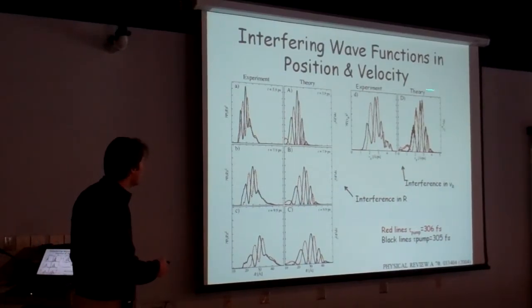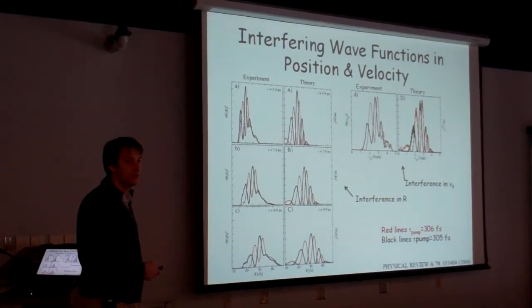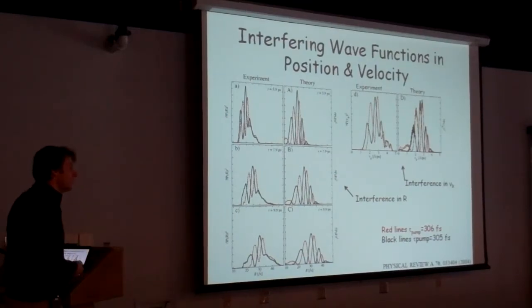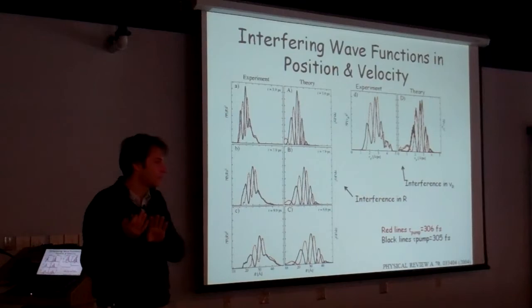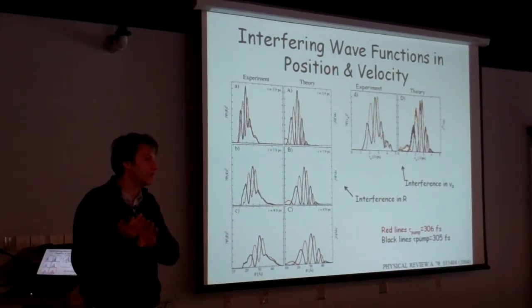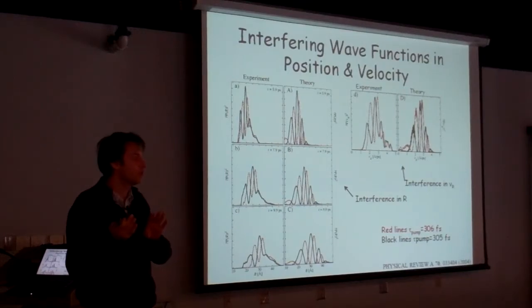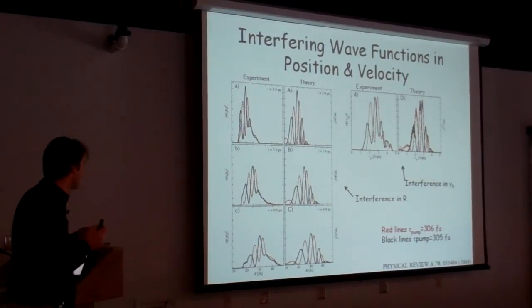And you also see interference in velocity space. And both experiment and theory show you those same interference wiggles. Now, this experiment used two identical pump pulses. So they were not able to reconstruct the wave function because they didn't have a shaped object or a reference wave function. But they could have done that in principle just as we did for all the other experiments.